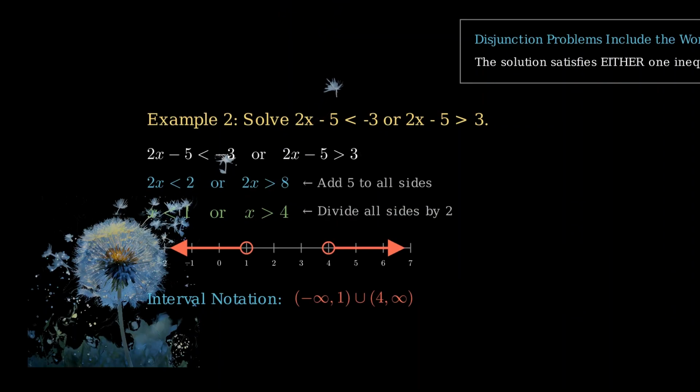This means our solution includes any number smaller than 1 or any number larger than 4. Let's check the graph. We place open circles at 1 and 4. From 1, we draw a bold arrow to the left, and from 4, we draw a bold arrow to the right.